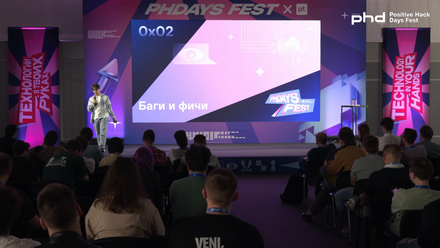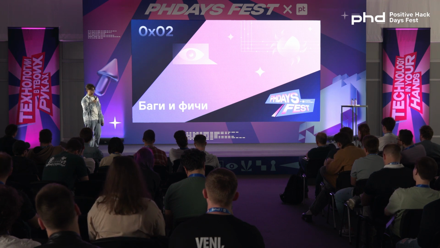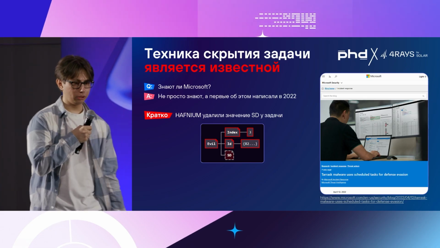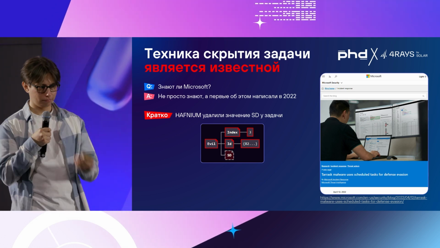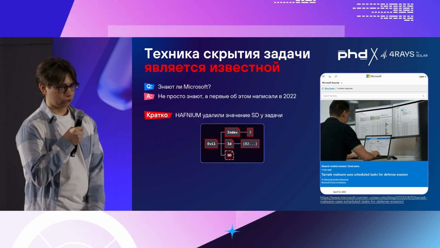Now let's talk about bugs and features. There were no live utilities in the task. When you get faced with this, the first thing that comes to your mind is: are we the first ones who noticed this, or did anyone notice it before us? This technique is well known. Second question, is Microsoft aware of the fact that Windows may behave this way? Of course they know. They were the first ones to report it. And the article looks the following way. They had an incident with an Asian APT group, Hafnium, and they deleted the task. So the task was hidden, and they reported it in 2022.